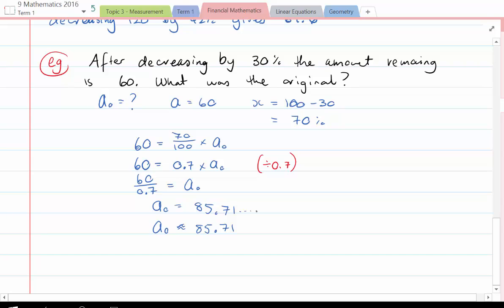Okay, so nice and simple. If this algebra bit gets you, then that's something that we will work on in another lesson.